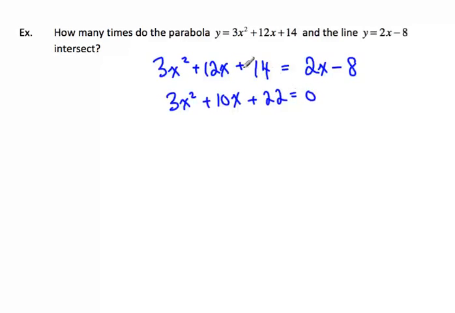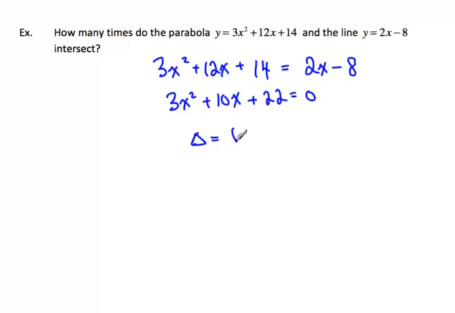Again, what that means is the points of intersection of this parabola and this line are going to be the same as the x-intercepts of this function. So now we just need to find out how many x-intercepts this function has. And recall that because we're not being asked to solve for what they are, just how many there are, this is a discriminant question. So we want to find the discriminant of this parabola.